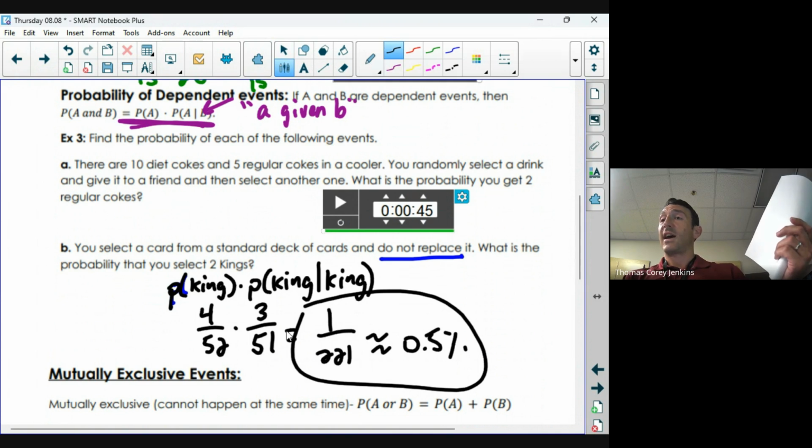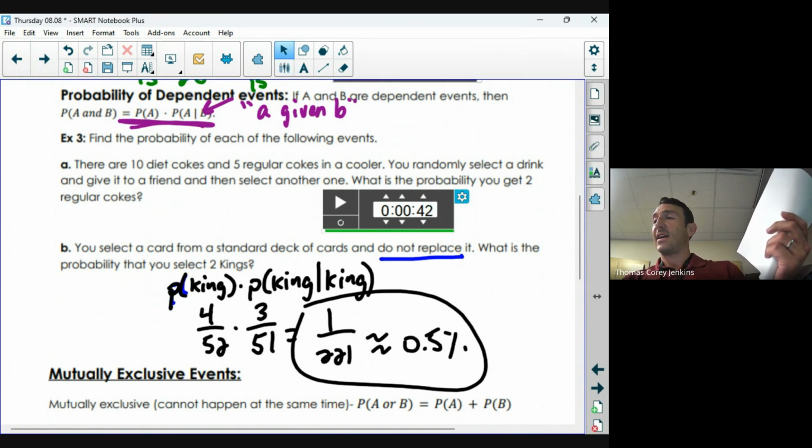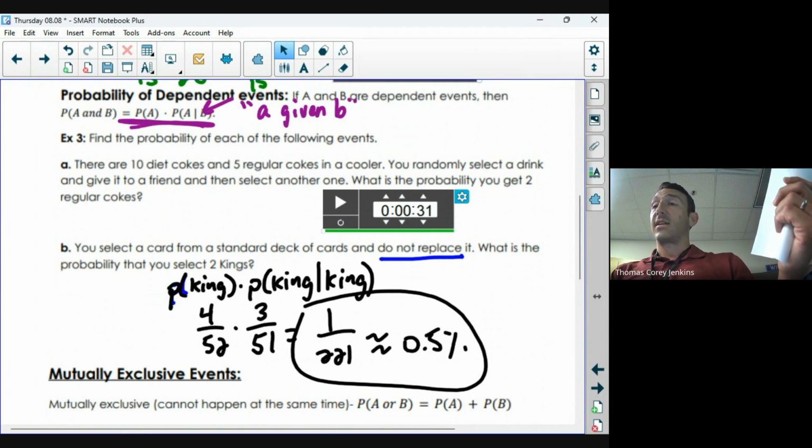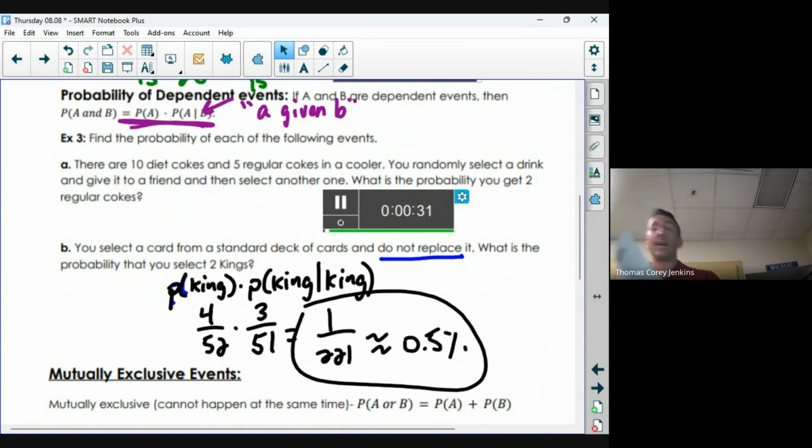All right, so you guys try. I'm going to take that down to about 30 seconds there. Says, again, 10 diet, 5 regular Cokes in the cooler. You randomly select a drink and then select another drink. What's the probability that you get 2 regular Cokes? And again, it's just kind of assumed here. It doesn't say don't replace it, but if you're selecting a drink, you're not going to put it back. I guess we just assume that we don't replace it based on the context.